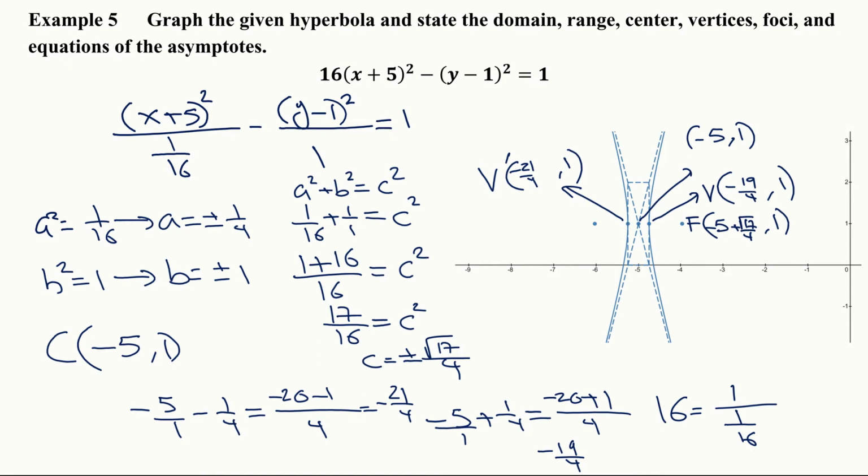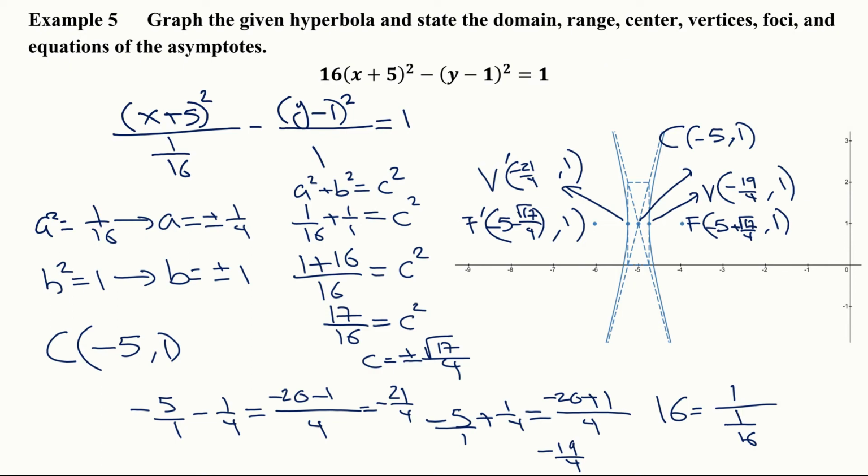All right, so for this other focus, f prime, same business at the same elevation, so the same y value, but I need to take the x coordinate of the center and subtract square root of 17 over 4 from it, like that. All right, so we have the vertices v and v prime. We have the center at negative 5, 1. We have the foci, and we need the equations of the asymptotes.